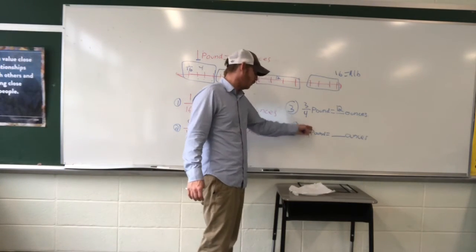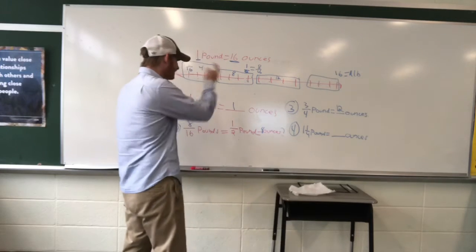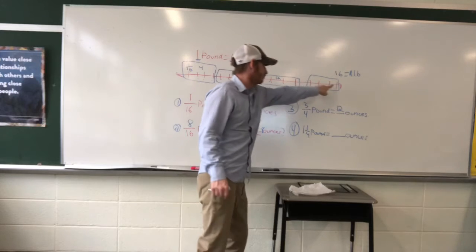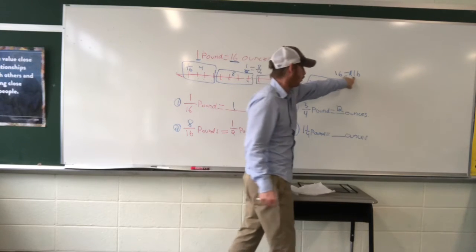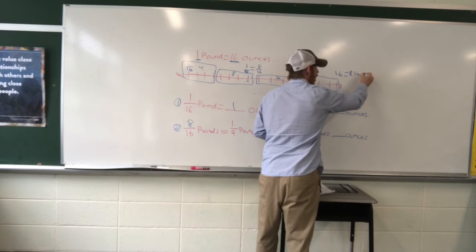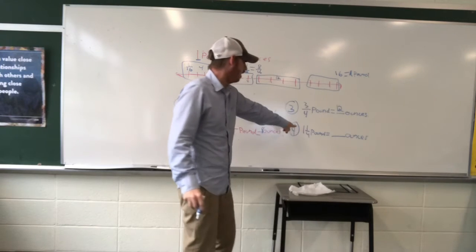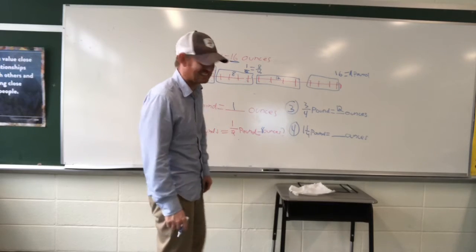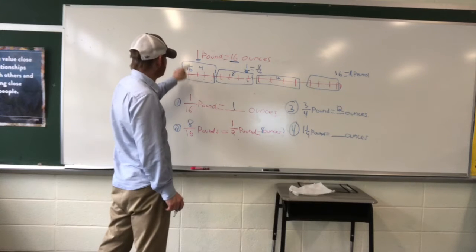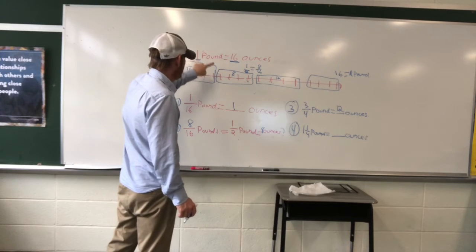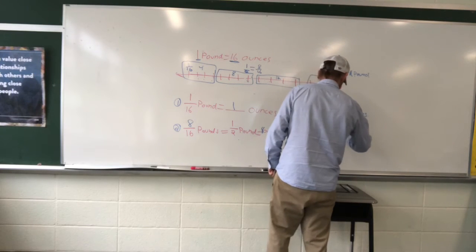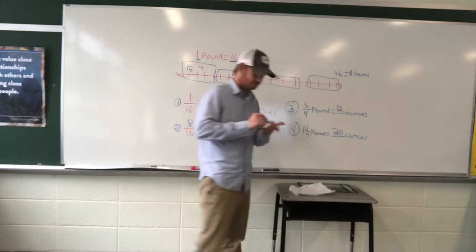It's 1 1/4 pound. I'm going to keep it the same here. 1 pound is equal to 16 ounces. At the end we have 16 or 1 pound. So if I have 1 pound, I'm going to have at least 16 and then 1 more 4th. So 16, 17, 18, 19, 20. 20 ounces.